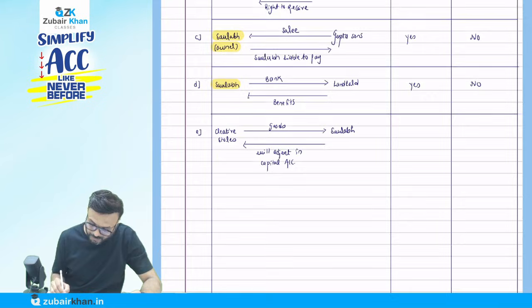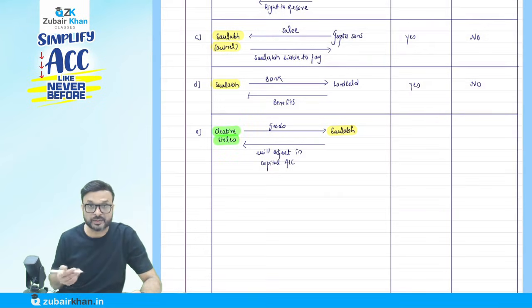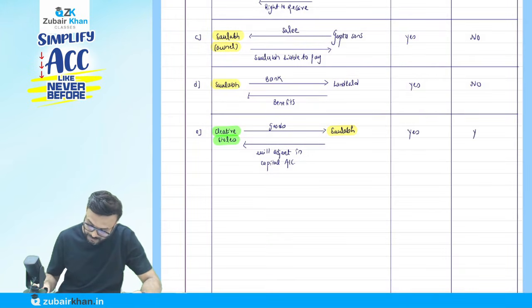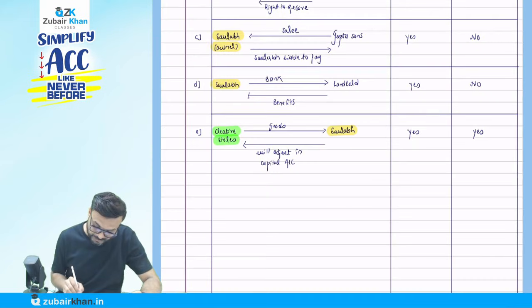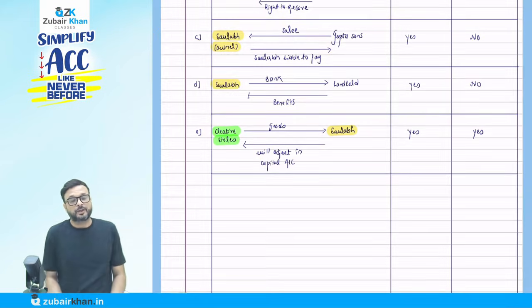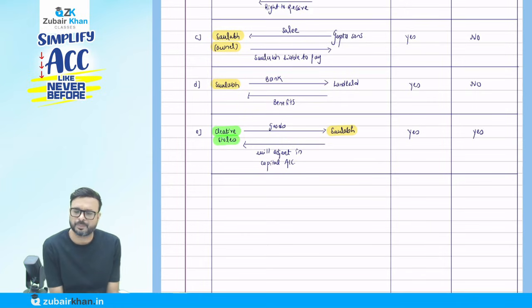So yes, Saurabh is involved, but at the same time, creative stores also involves here. So both of them are involved here. So write it down: yes, yes. This is how you have to think for accounting. And trust me, you just have to watch these basics of accounting series. It will help you so much.